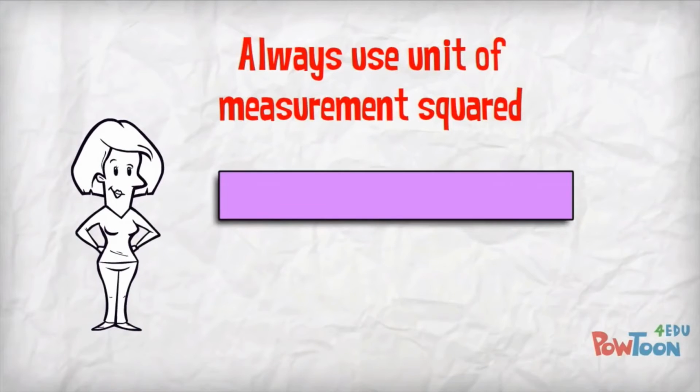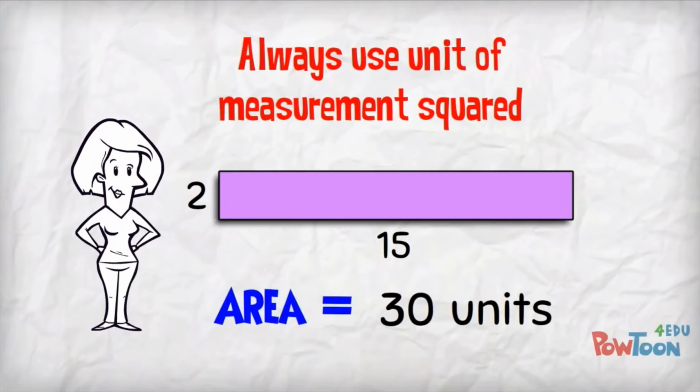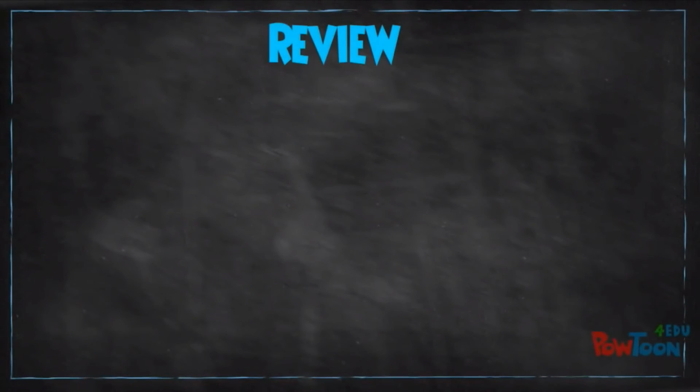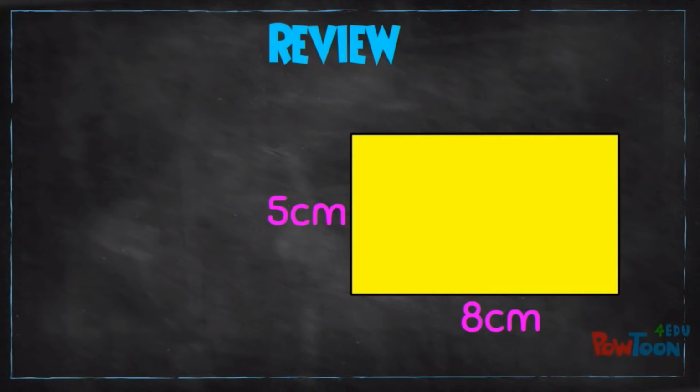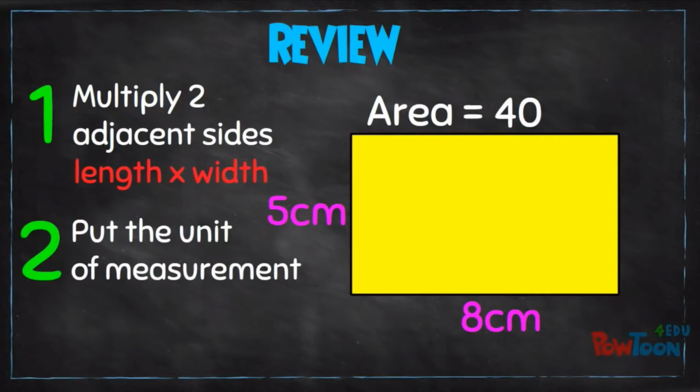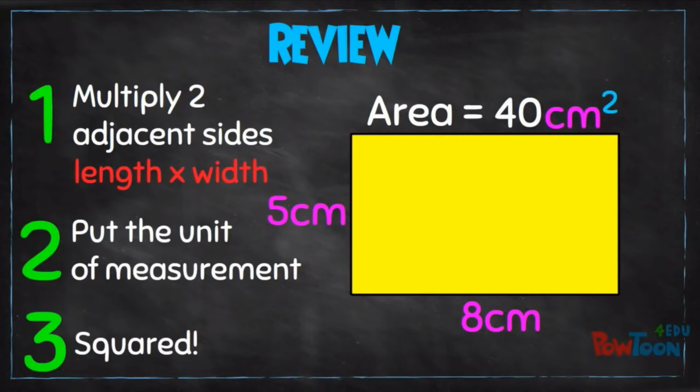And if by some chance you are not given a measurement unit, you write units squared instead, and you make sure of full marks that way. So let's review. To find the area of a rectangle, multiply 2 adjacent sides, length times width. Put the unit of measurement and show it as squared.